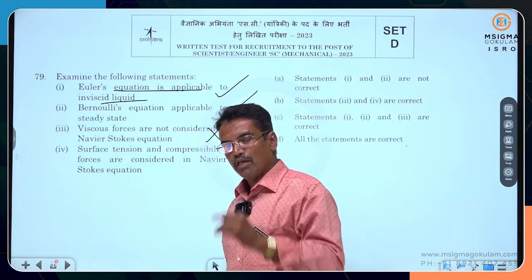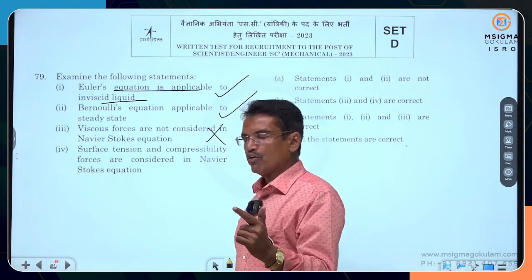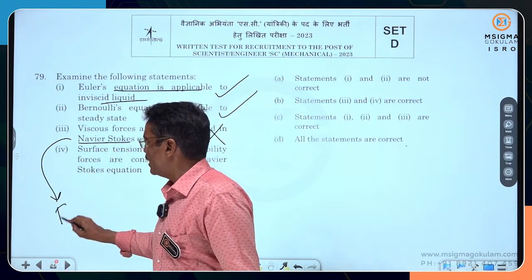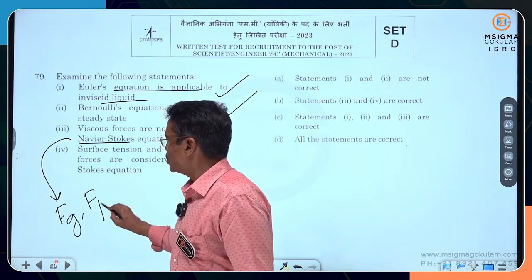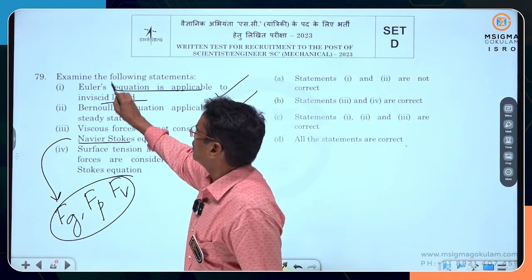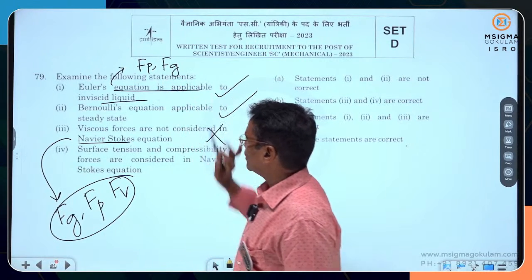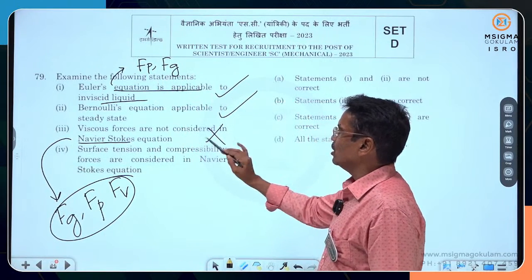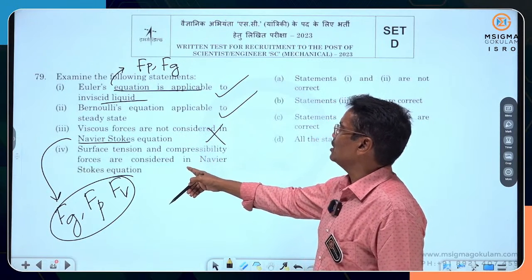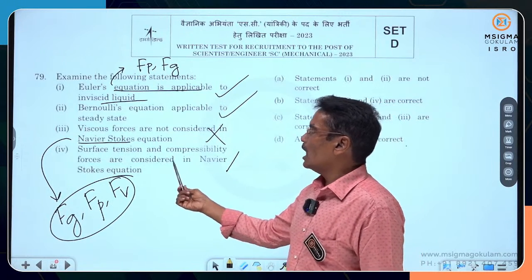Whereas the Navier-Stokes equation of motion, which is also a conservation of linear momentum like Euler's equation of motion, considers gravity, pressure and viscous forces. All three will be considered. Whereas in Euler's equation of motion, we consider only pressure and gravity, no viscous. So the statement that viscous forces are not considered is wrong. Surface tension is considered in the Navier-Stokes? No, they don't consider it. Only in the Reynolds equation, etc.